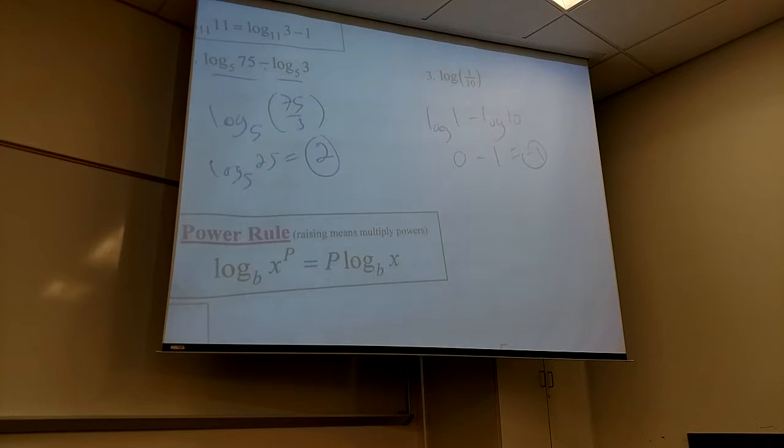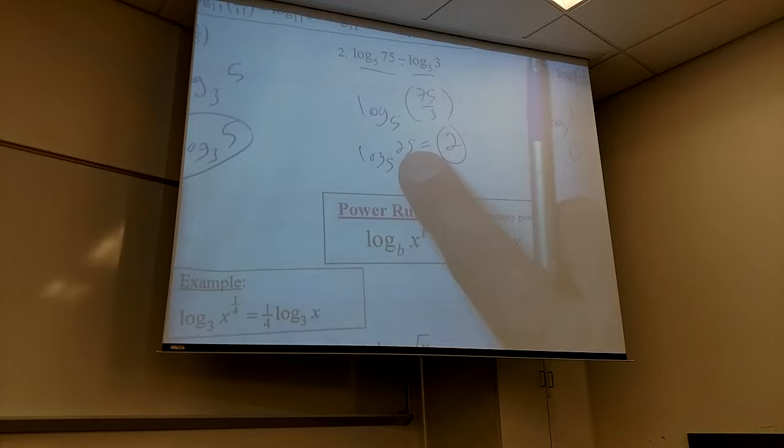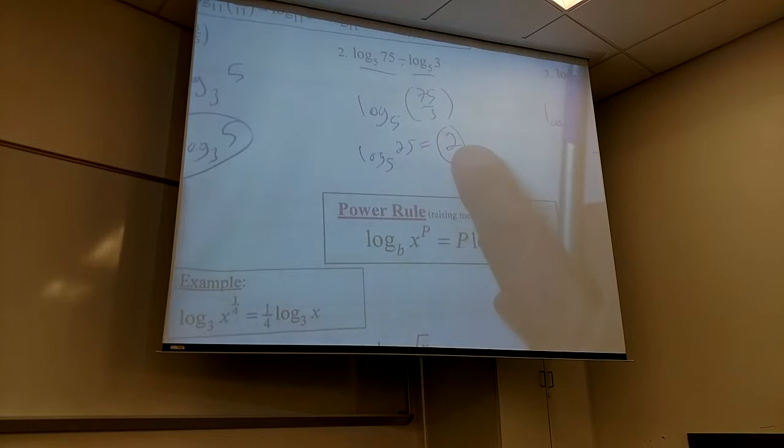How do you get 2 on that one? Where are we at? Here. What do I raise 5 to, to get 25? Oh, second power. Yeah. So the outcome of a logarithm is always a power.